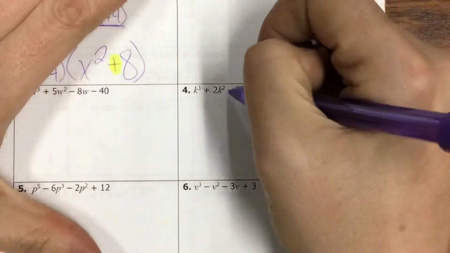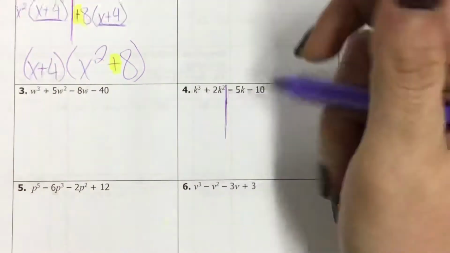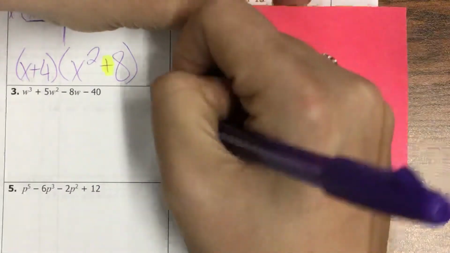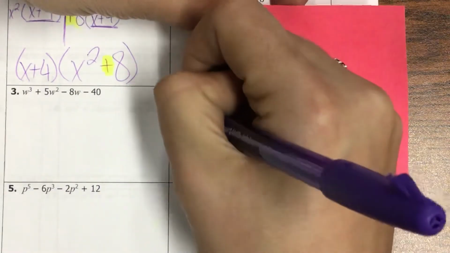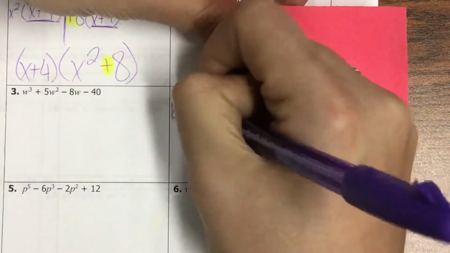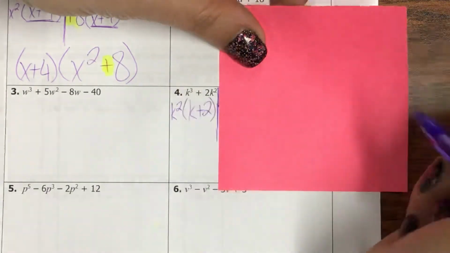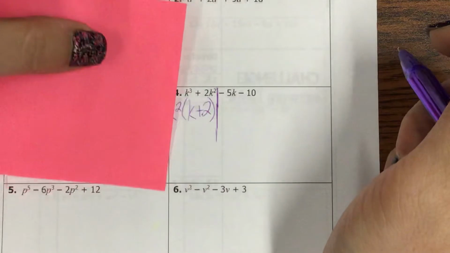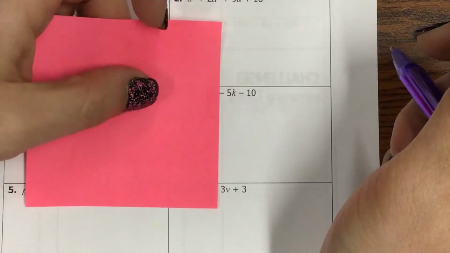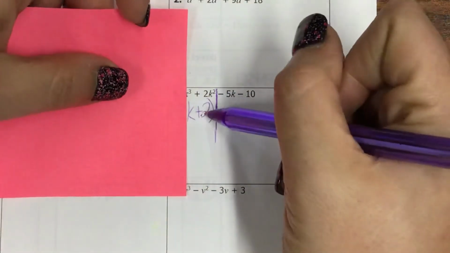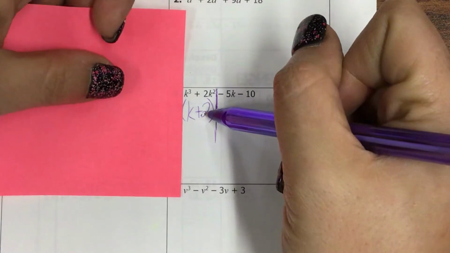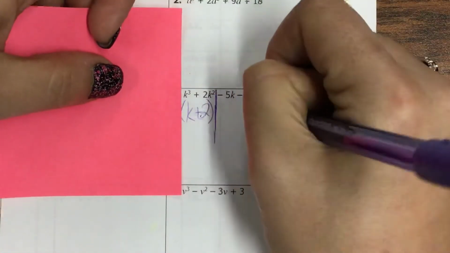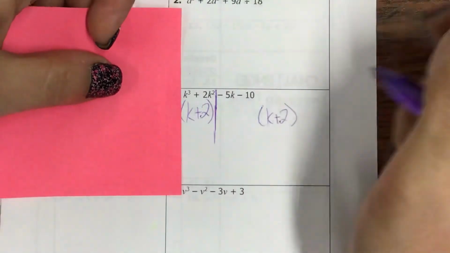If I take number 4, split it in half, I can factor out a k squared. So I'm left with k plus 2. If I look at my other side, I know right here that I need my parentheses to be a k plus 2 for it to work out.